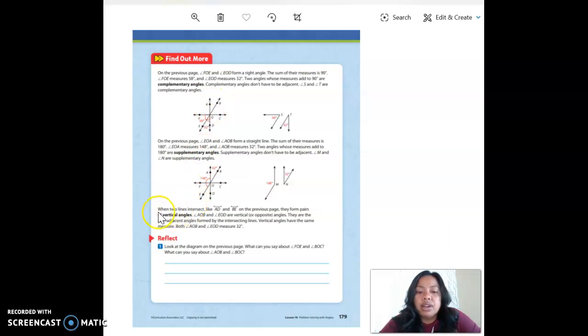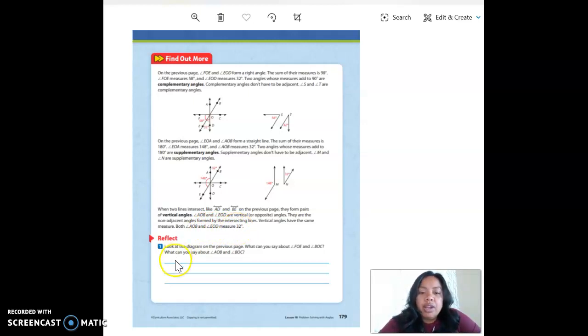Let's go ahead and read what it says on here. It says when two lines intersect, like AD and BE on the previous page, they form pairs of vertical angles. So when AD and BE intersect, it forms two pairs of vertical angles. Angle AOB here and angle EOD here are vertical or opposite angles. They are non-adjacent angles formed by the intersecting lines. Vertical angles have the same measure. Both angle AOB and EOD measure 32 degrees, which is what we saw earlier.